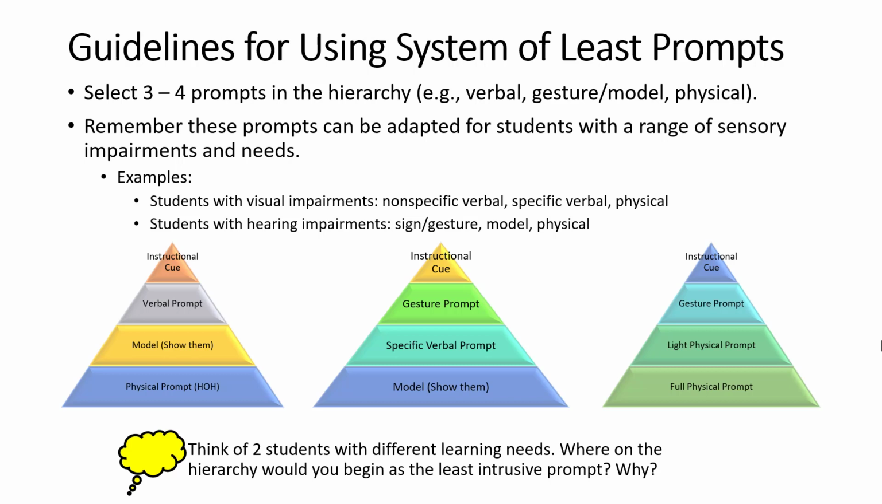So take just about 10 seconds, think of a student or 2 different students with different learning needs, and where on the hierarchy would you begin at their least intrusive prompting? Then think about why they're there, and if you are making an assumption or if you have done different trials to find out what their least intrusive prompt is.